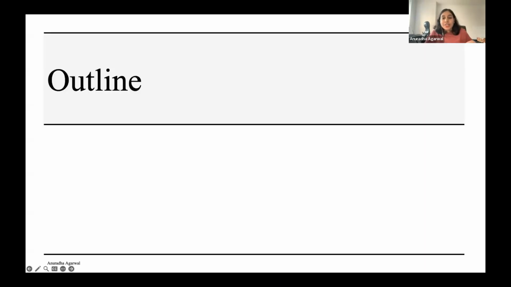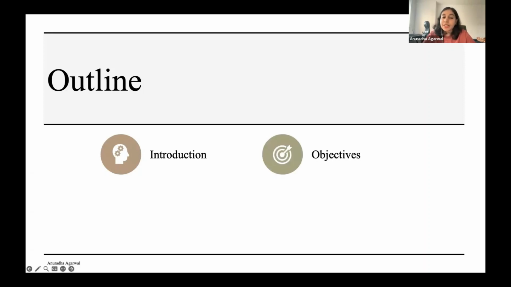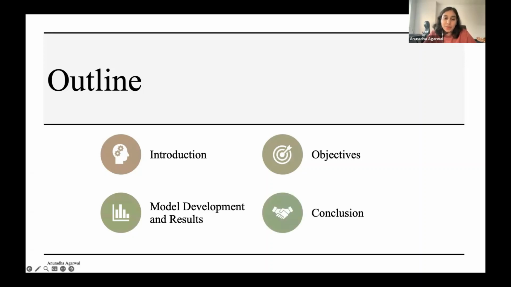Okay, so starting with the outline, I will begin with some introduction, give some biology context to what is happening here, and then I will move on to some objectives and some justifications. Then I will talk about the model development and results, and end my presentation with conclusions.